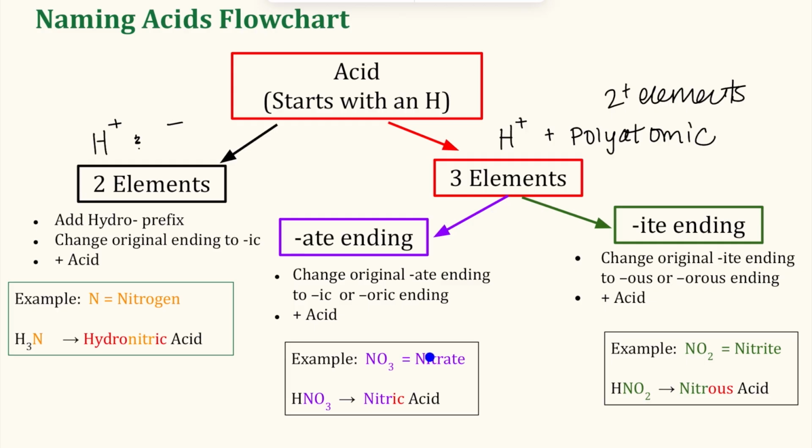So notice we have that nitrate changing the ending to ic, so nitric, and then saying acid. And that's what can differentiate hydronitric acid from nitric acid: without that hydro, we know we're using that nitrate polyatomic. If that was an ite ending, so we have HNO2, NO2 is nitrite, we change the original ending from ite to OUS or to OROUS, and then add acid on the end. So that nitrite, getting rid of that ite ending, nitrous acid is the acid made with nitrite.